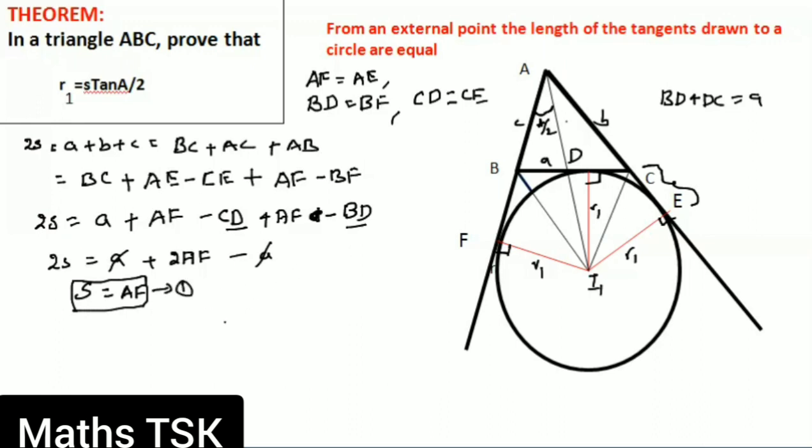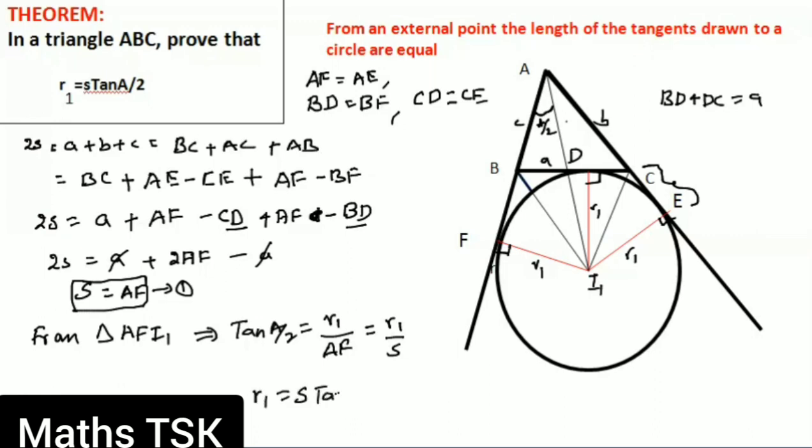Next one, from triangle AFI1, there is a right angle triangle. From this right angle triangle, I can write tan A by 2 is equal to opposite side R1 by adjacent side AF. So when you substitute here, AF is nothing but S. This becomes R1 by S. So R1 is equal to S tan A by 2. Similarly, we can prove R2 is equal to S tan B by 2.